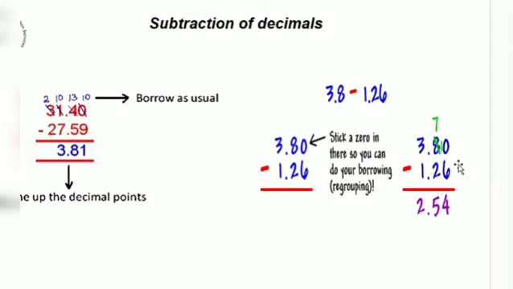Okay, now subtract it. Can you subtract 6 from 0? No. So you borrow 1 from the tenths place, so it's 10 now. 10 minus 6 is 4. Now here we have 7. Yes, you can easily subtract 2 from 7. It's 5.